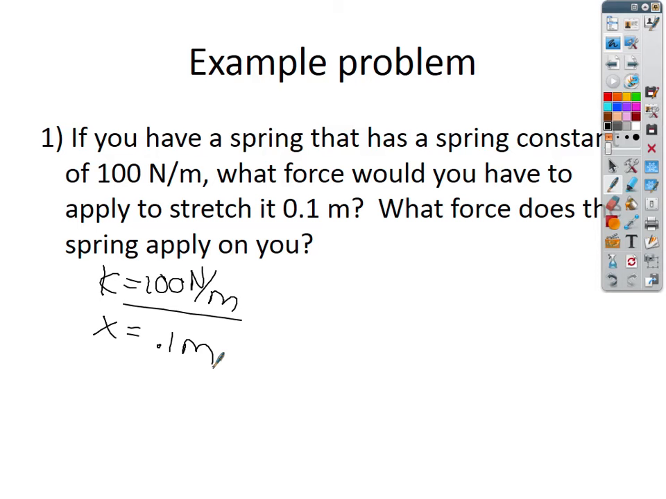Okay. So what force would I have to apply? It's basically spring force equals 100 times 0.1. So it would be 10 newtons. I would have to pull that spring with 10 newtons. All right? I would apply 10 newtons of force.